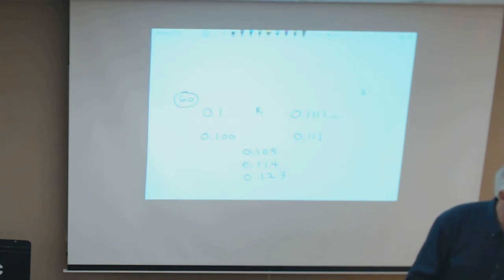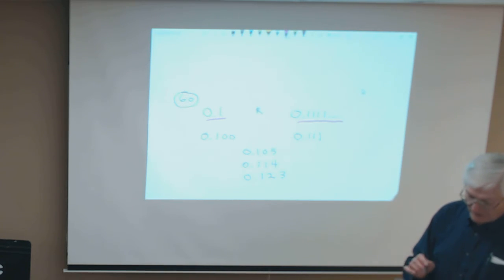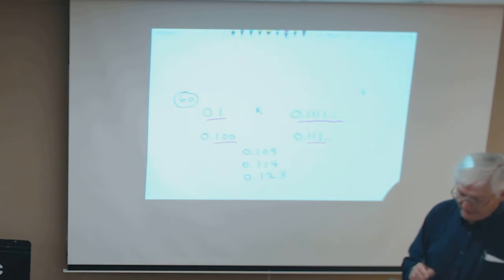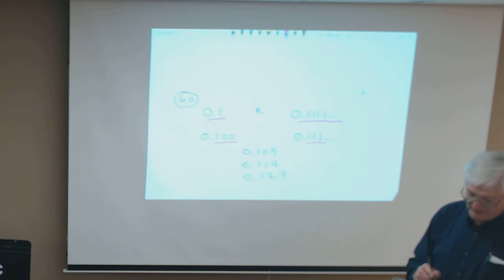Number 60. Find a rational number between 0.1 and 0.1111 dot dot dot. So this one, I add a couple of zeros, so I've got 0.100, and this one is 0.111, and it keeps going. But now I've got 100 and 111. So give me a number in between. 0.105. You see that?